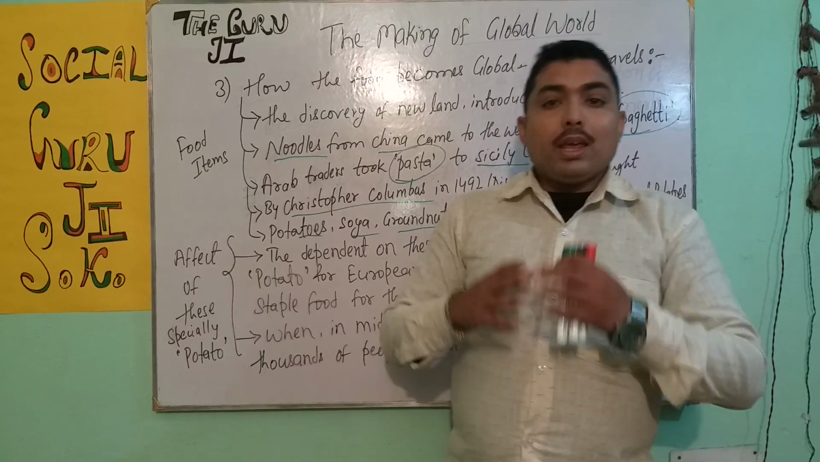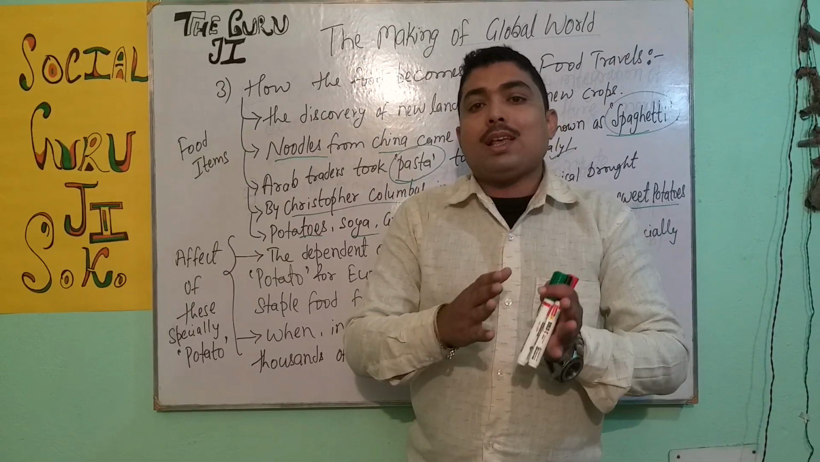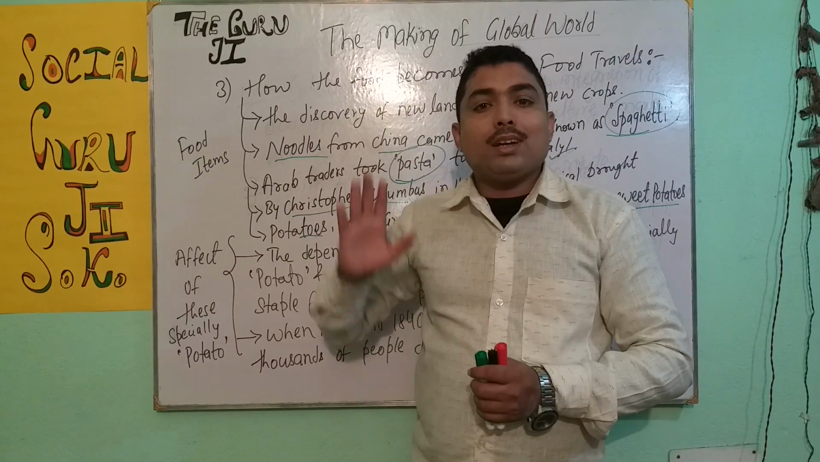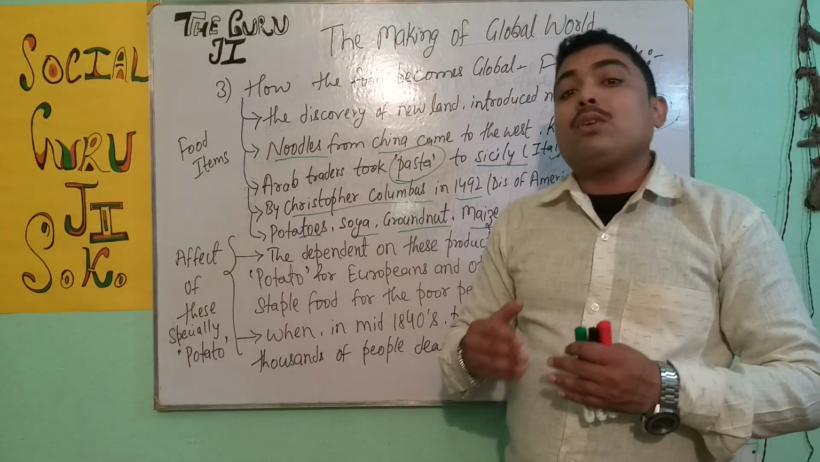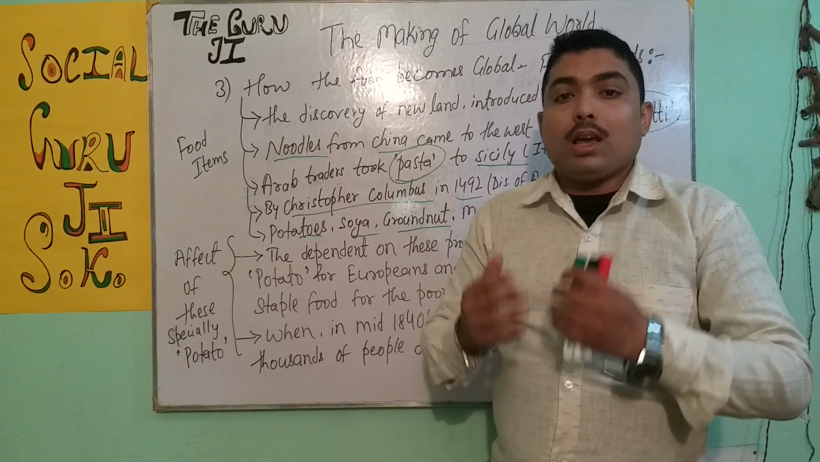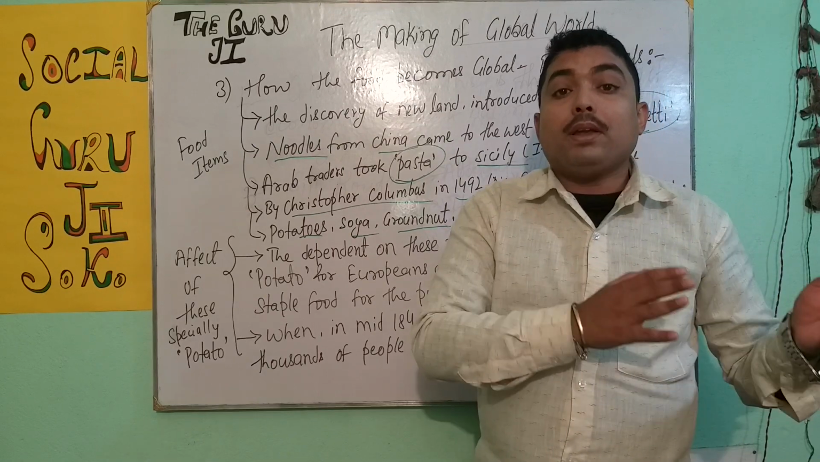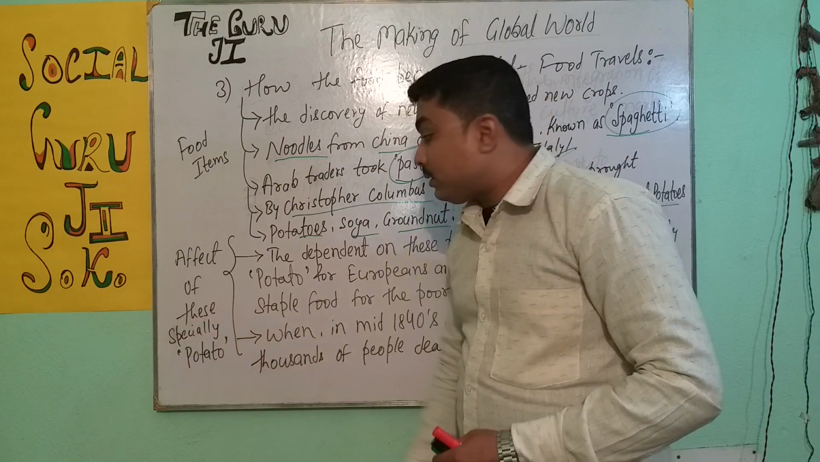But as we all know, everything has a good aspect as well as a bad aspect. So these are the good aspects. Now we have to relate the bad aspects, which means what kind of effects these foods had on our life, especially on the European side. So the next topic is effects.